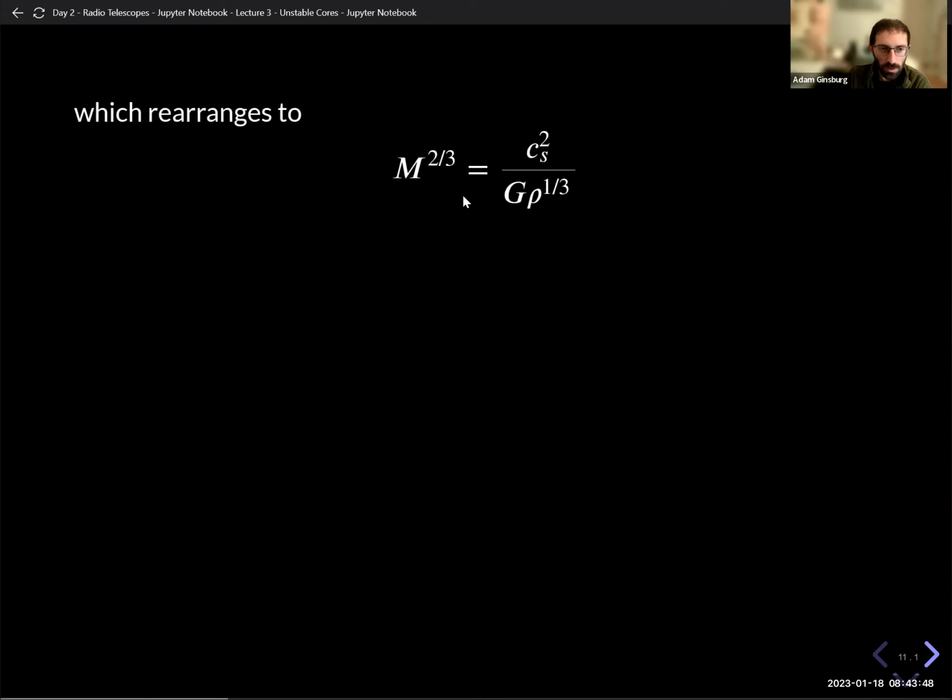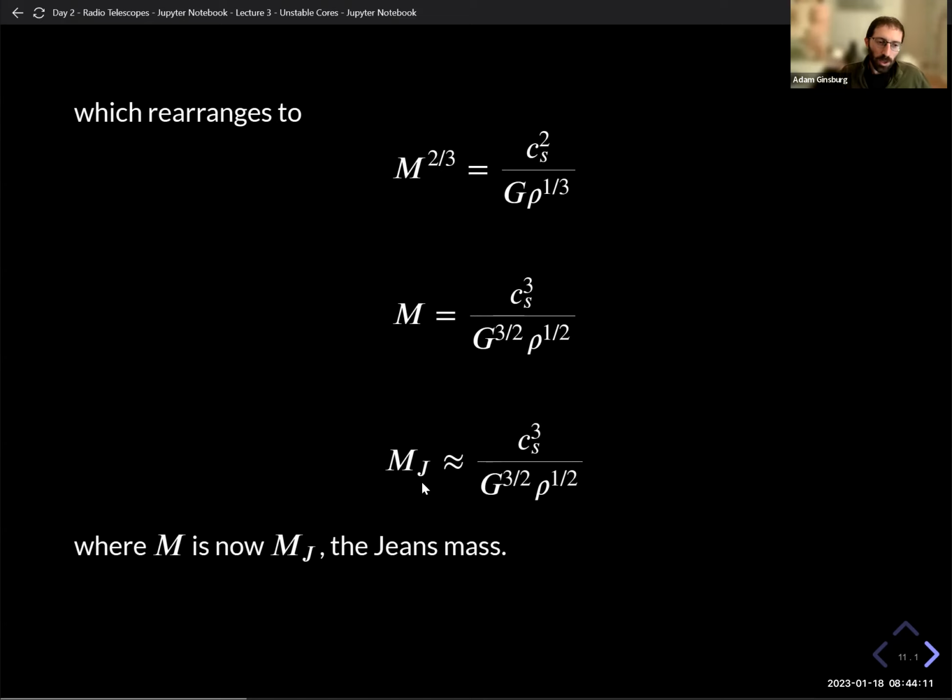And now if I write this out, I'm just calling our mass now the Jeans mass. And I put in the approximate sign here to remind you that we did a derivation where we made some specific assumptions about the geometry. We're going to call the approximate Jeans mass this value.